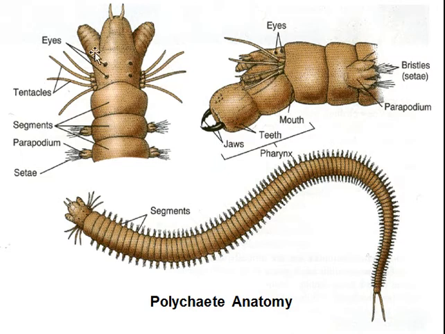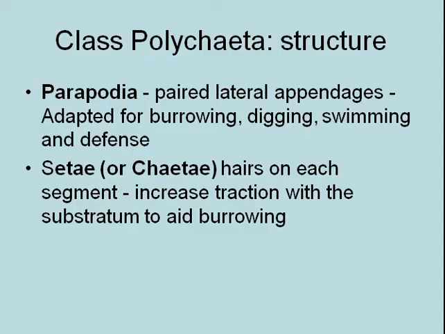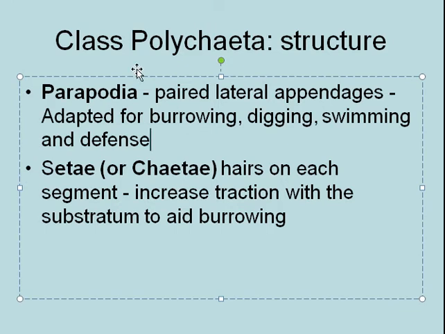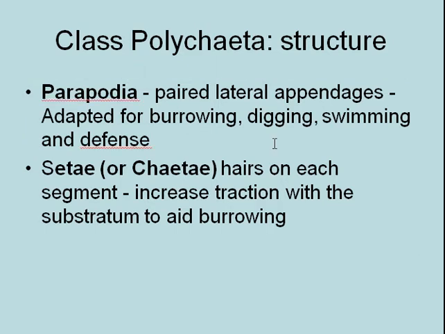So the modifications to the tentacles and the palps are pretty much what we're going to be looking at for the rest of the animals in this class. Parapodia, just to sharpen up this definition, Parapodia is the paired lateral appendages. Those are those little arms that stick off of each segment, and they're muscular, so they use those to propel them forward, digging, burrowing, swimming, also for defense, because sometimes they're quite spiky. And then the spikes will be the setae or the chaetae, and that's what polychaete means, many hairs.